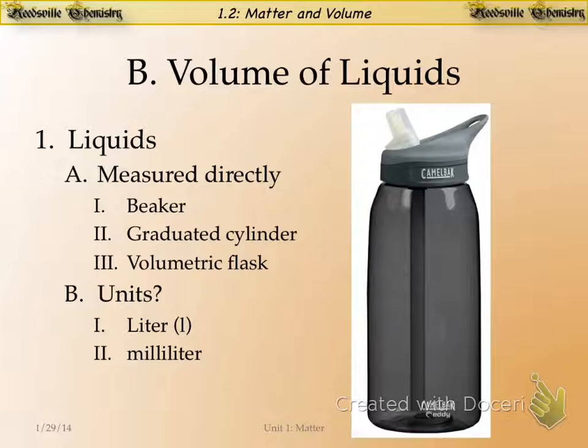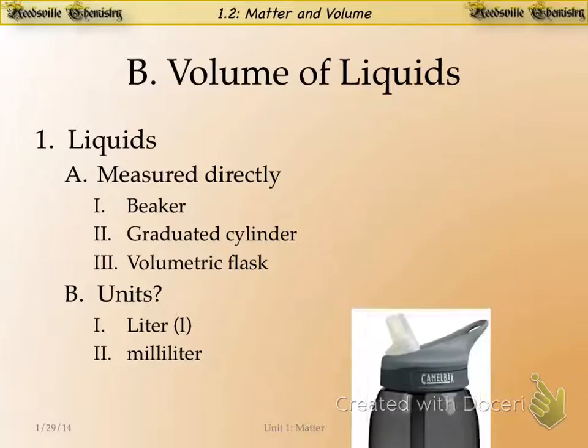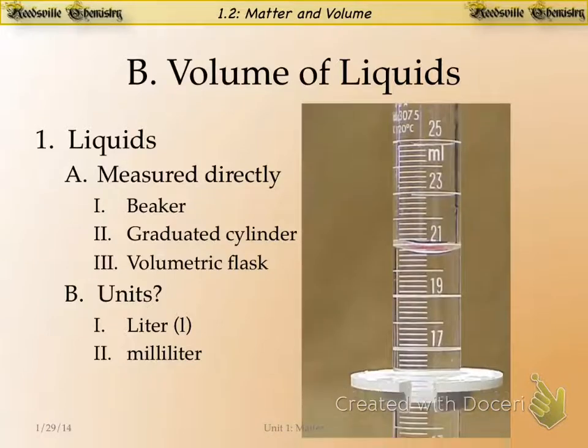A little bit more than 4 of those makes up a gallon. So I got to drink 4 of those a day, which I struggle doing, but I try to drink a gallon of water. So that's a liter, and that's a common unit used in science for volume.